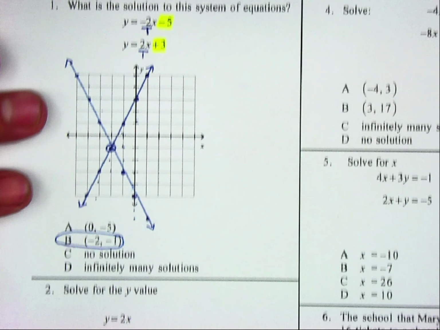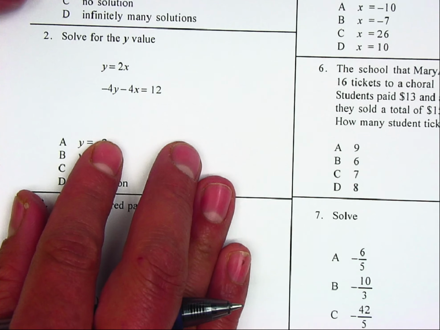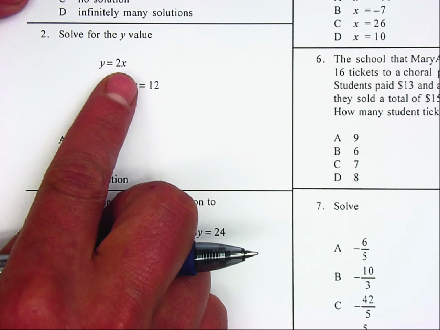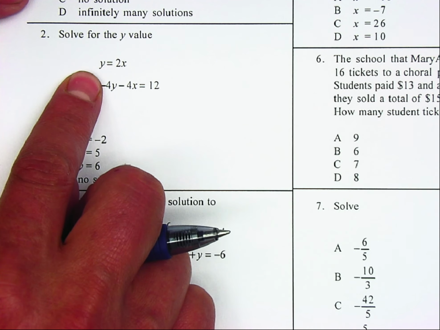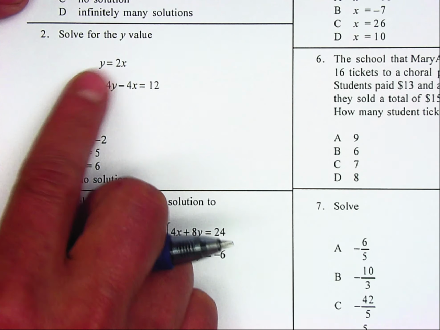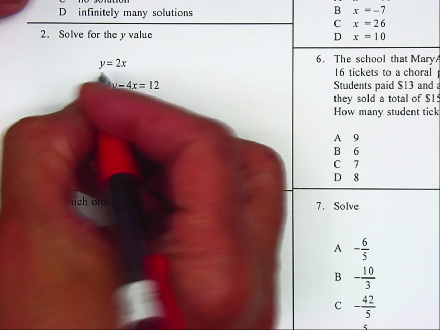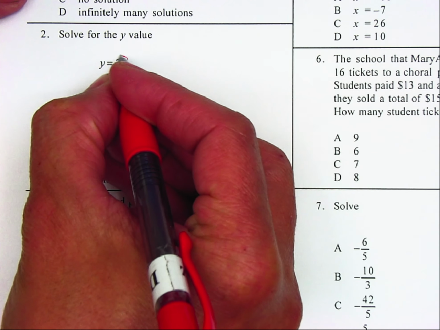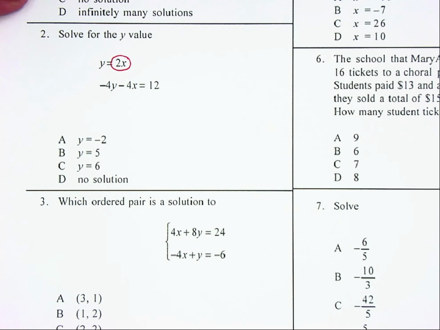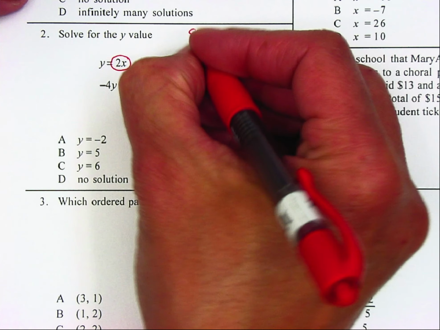Example number 2. On example number 2, I'm going to go ahead and solve it by substitution, algebraically. I'm going to do step 1, step 2, step 3. And I'm doing that because the y is already by itself, which is 2x. So step 1 is done for you. So I'm going to go to step 2.